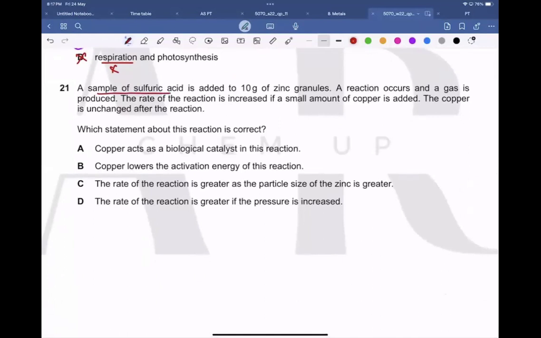Now, question number 21. A sample of sulfuric acid is added to 10 gram of zinc granules. Okay. A reaction occurs and a gas is produced. So the gas is, we know, hydrogen gas. The rate of reaction is increased if a small amount of copper is added. So it means copper acts as a catalyst over here. The copper is unchanged after the reaction. Yes, it assures that it's a catalyst, right? Which statement about this reaction is correct? So copper is a biological catalyst. No, it's not a biological catalyst. Biological catalysts are enzymes.